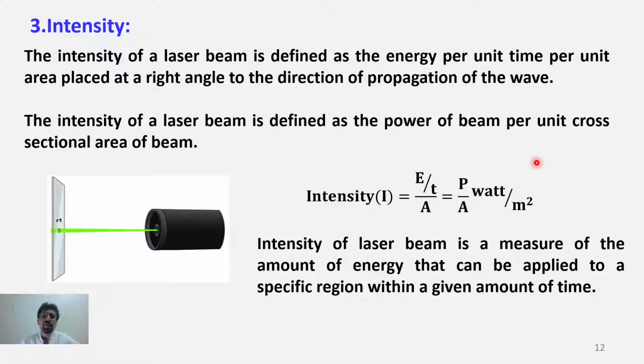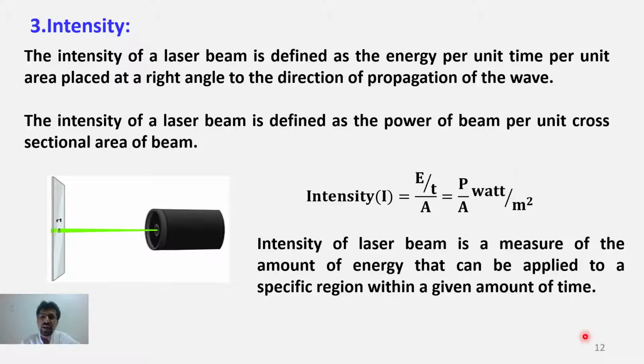The intensity of the laser beam can also be defined in terms of power. That is, the intensity is defined as the power of the beam per unit cross-sectional area of the beam. The power is nothing but the energy per unit time. Therefore, the intensity is equal to the energy per unit time per unit area, which is the power per unit area. We measure the power in watts and the area in square meters. Therefore, the unit of intensity is watt per square meter.